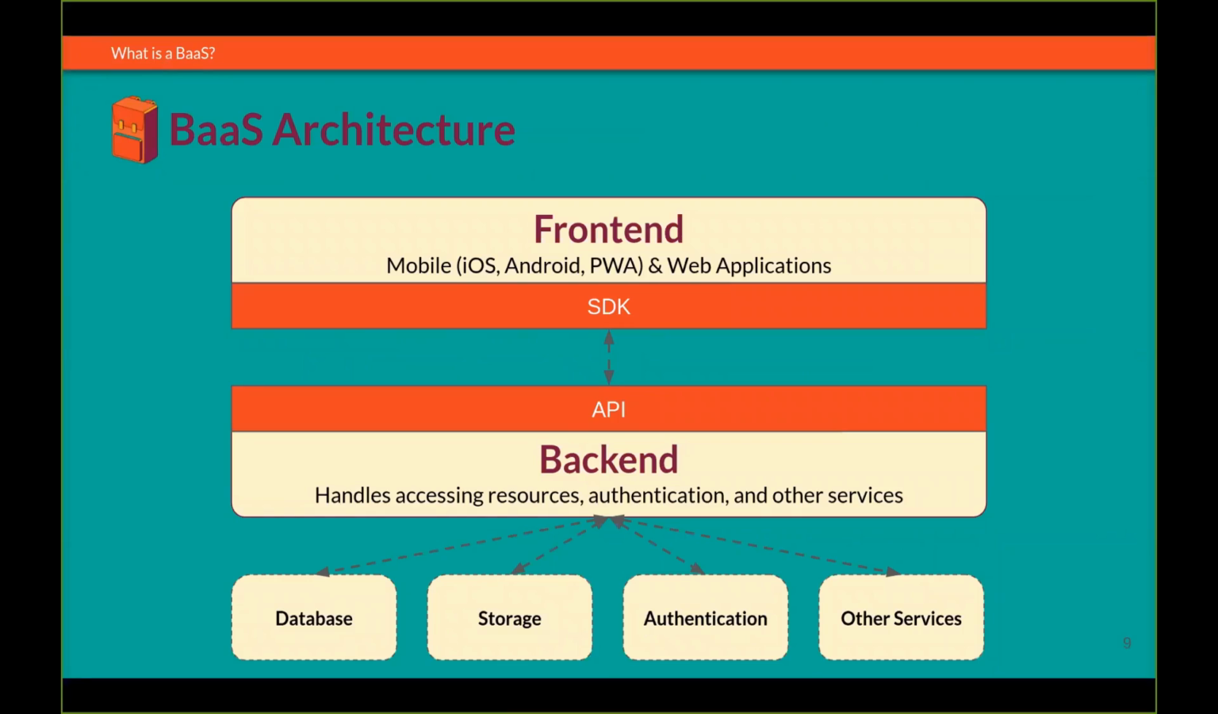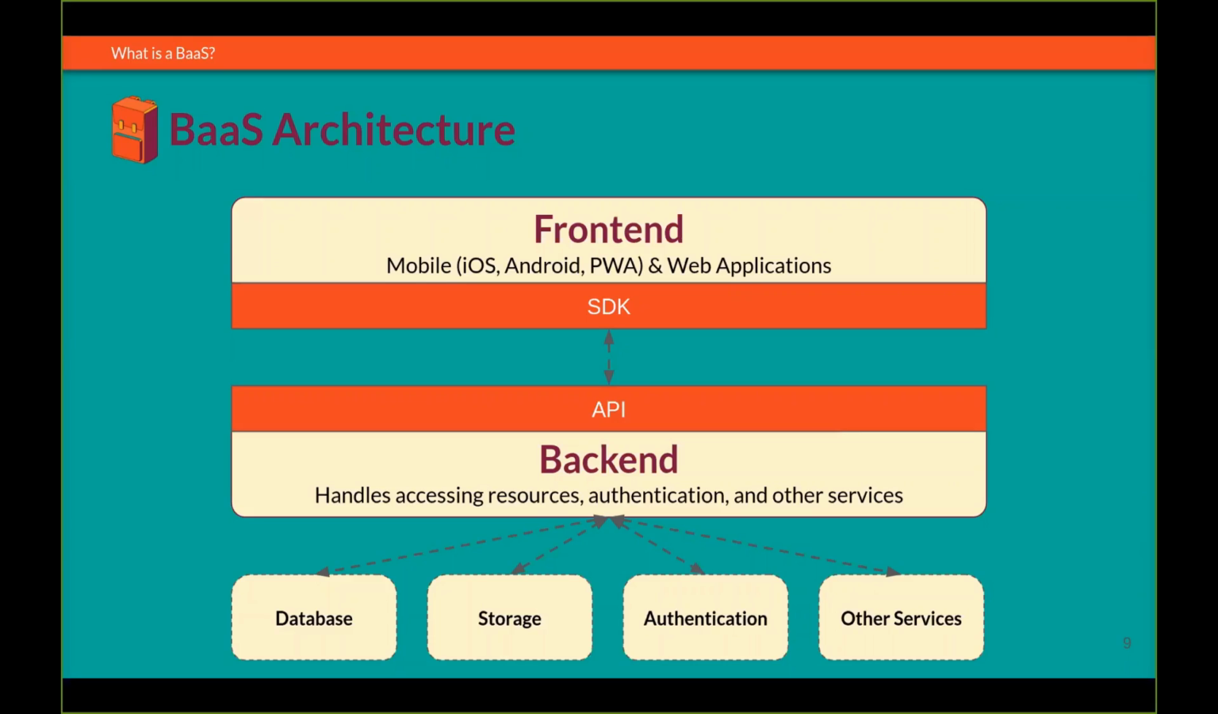So here you see a diagram of a typical architecture of a BaaS-backed application. You have a front end that handles UI concerns. It could be on any platform, iOS, Android, or web application. On the back end, you have all the basic functionality that you need. These two parts interact via the API endpoints that the back end exposes to interact with the services it provides.